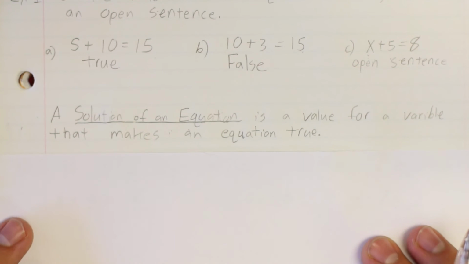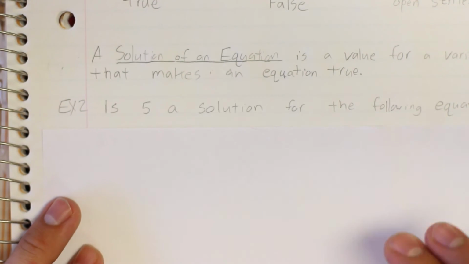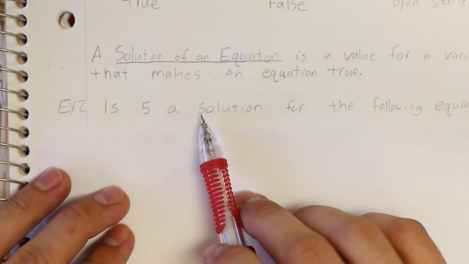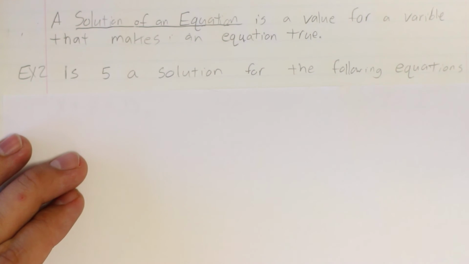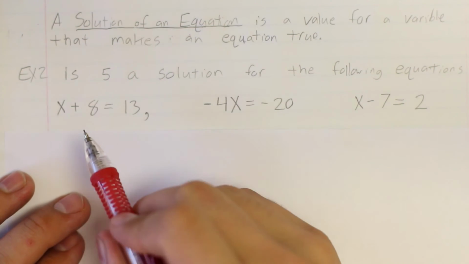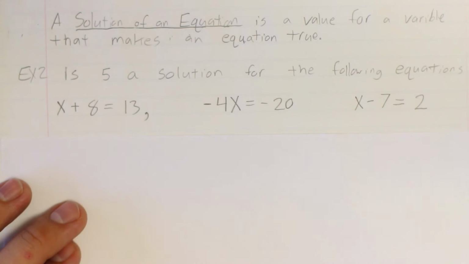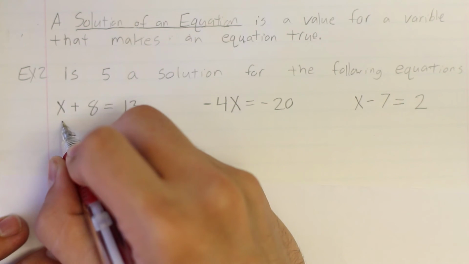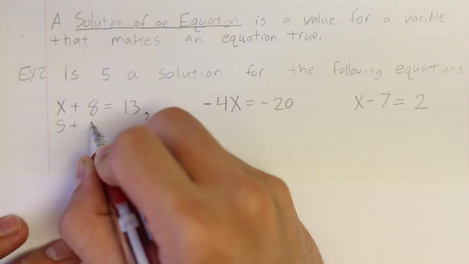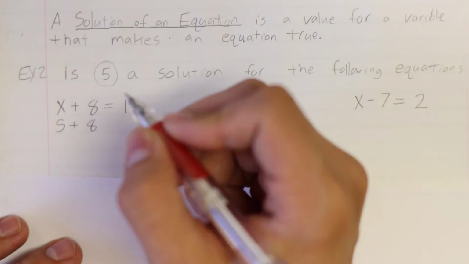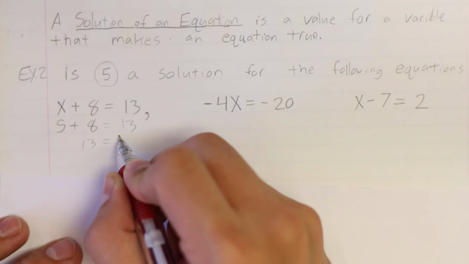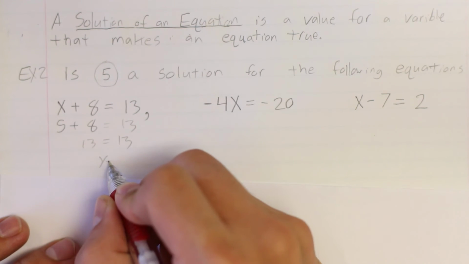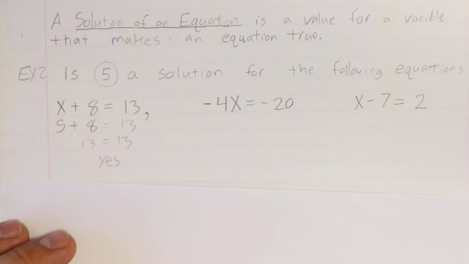It's true. All right, let's look at these. We're asked, is 5 a solution for the following equations? So we're going to look at some equations and see if we put 5 in the place of the variable, would it make it true? So here we have x plus 8 is equal to 15. And you can always just plug it in and say 5 plus 8, that's what we're using right here, this 5, is equal to 13. 13 is equal to 13. So yes, for this one, 5 is a solution.